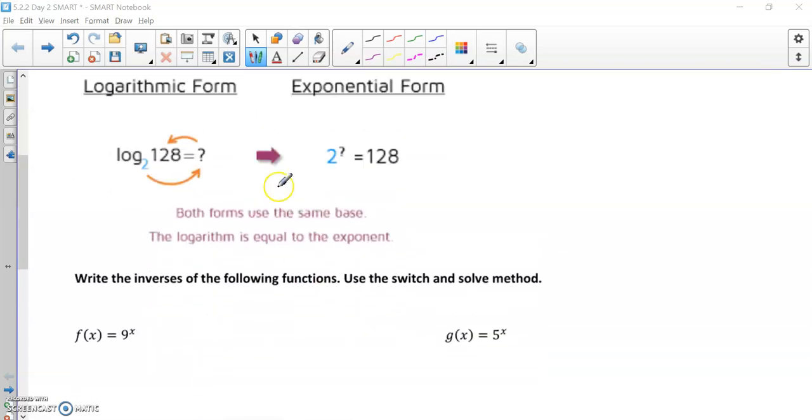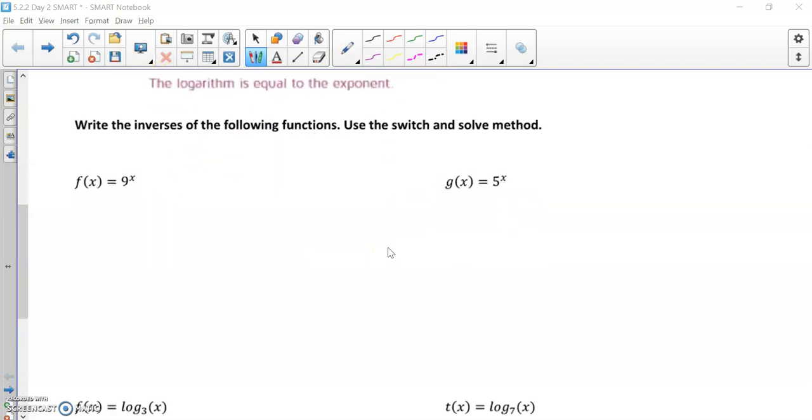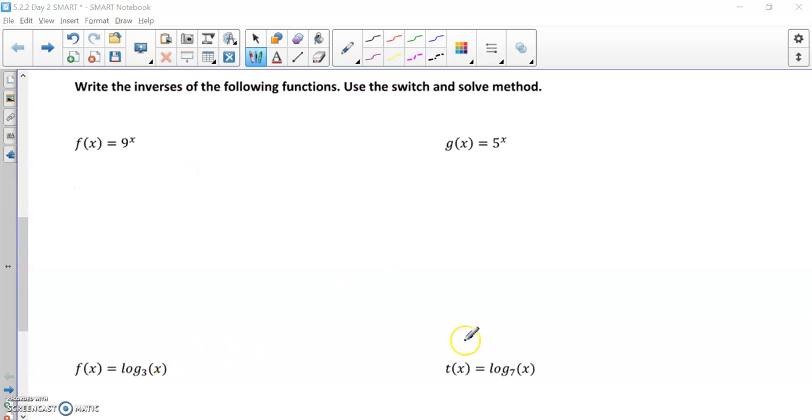So just real quick, please remember how to convert between logarithmic form and exponential form, right? We've talked about that quite a bit, and that is going to be the key to finding the inverse functions of these two types of functions. So here we have two exponentials and two logs.